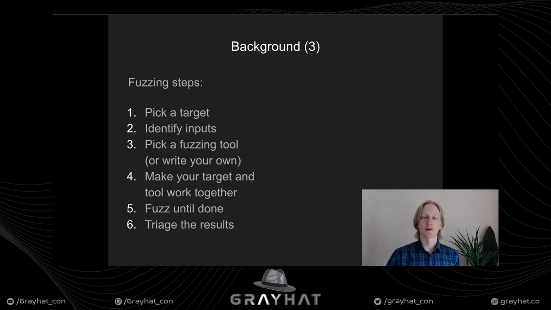So in a bit more detail, how do you go about fuzzing a program? First of all, you've got to pick what software you're going to fuzz, or what part of a particular program you're going to fuzz. Work out what your inputs are to this program. Pick a tool that's going to help you do the fuzzing, or write a tool. Make your tool and your target work together so that your fuzzer can actually fuzz this specific target you've picked. Fuzz for a while until you've decided you're finished, and then triage all the results.